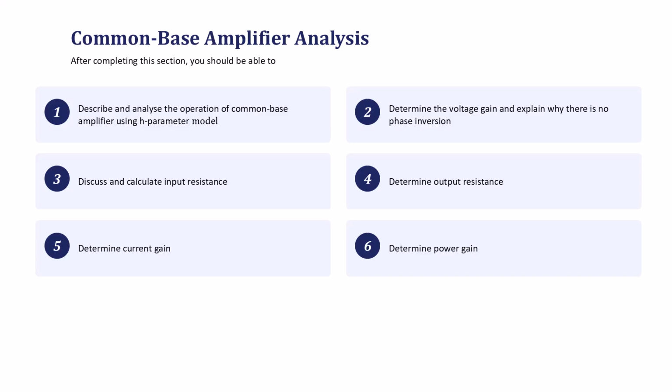Let's look at what you should be able to do after completing this section. First, describe and analyze the operation of a common base amplifier using the H parameter model. Second, determine the voltage gain and explain why there is no phase inversion between the input and output signals. Third, discuss and calculate the input resistance. Fourth, determine the output resistance. Fifth, determine the current gain. And sixth, determine the power gain. Keep these 6 objectives in mind as we work through the derivations. We'll cover each one in turn.